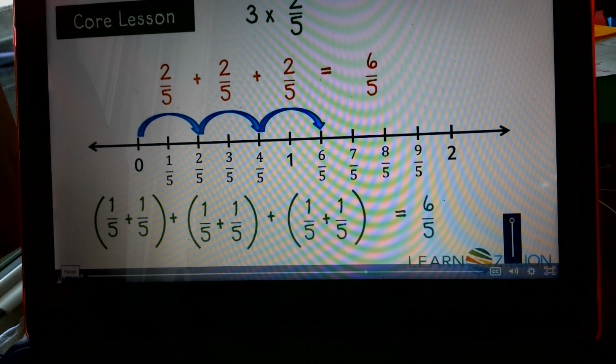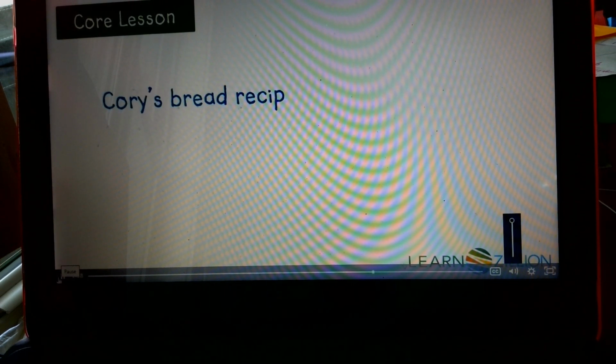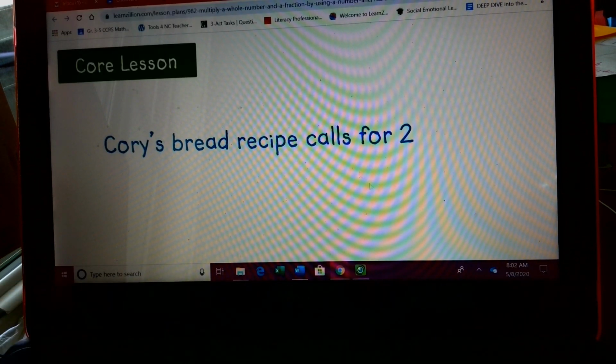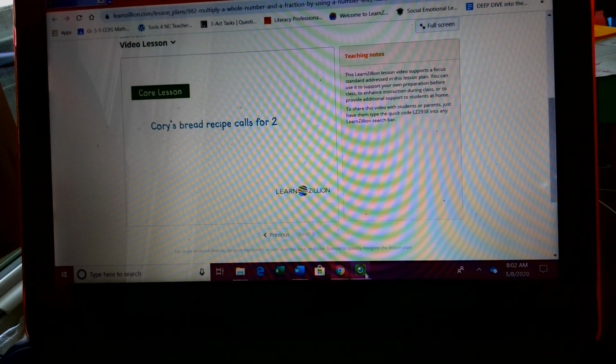And again, you get 6/5. Now let's solve a word problem using a number. Okay, I'm going to stop there, and we are going to start the introduction.